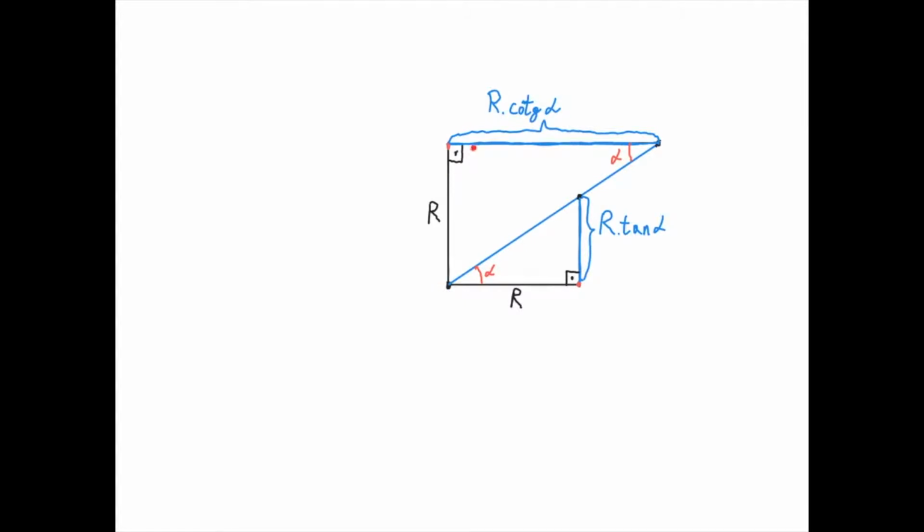We have a right-angled triangle with angle alpha, and this side is r. Then this side is r times cotangent of alpha. So the cotangent can be defined, at least for an acute angle alpha, as the ratio between this side and this side over the right-angled triangle with angle alpha.